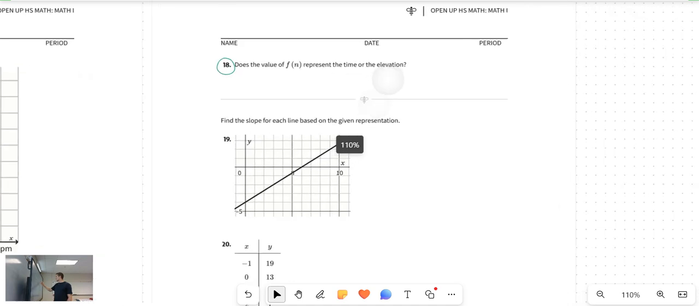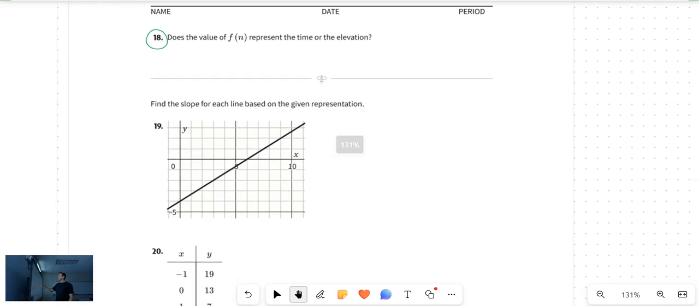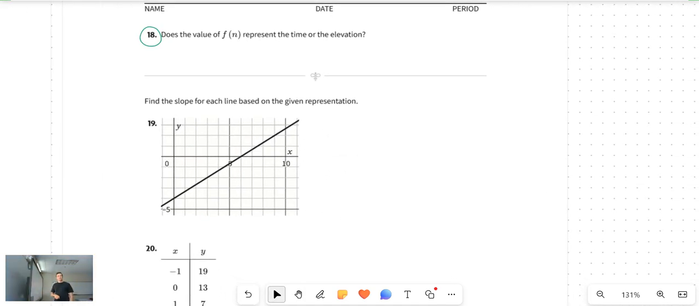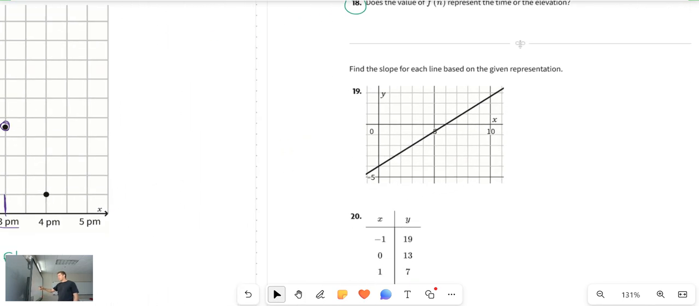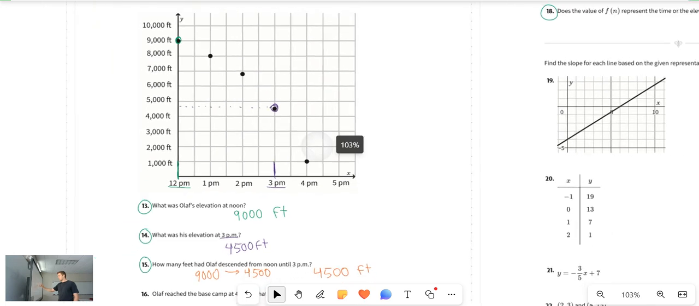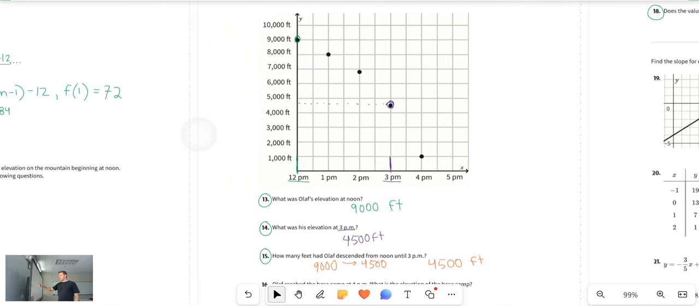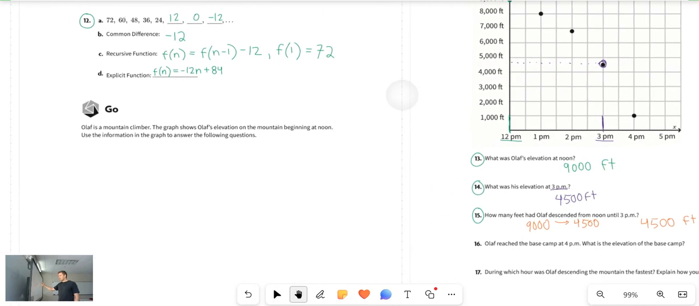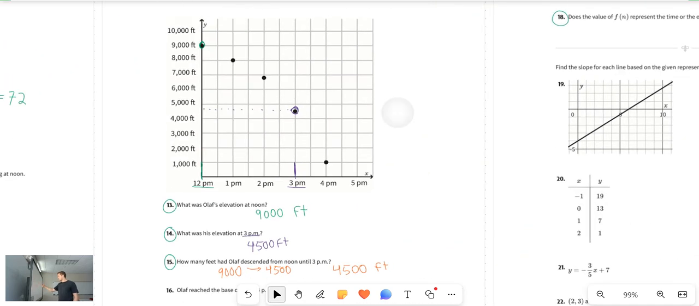And our last question of this assignment, does the value of f of n represent, well, the light turned off. It does that. But that's okay. We'll just keep working in the dark. Does the value of f of n represent the time or the elevation? Okay. So let's go back and look. f of n. Does it say? It doesn't tell us there.